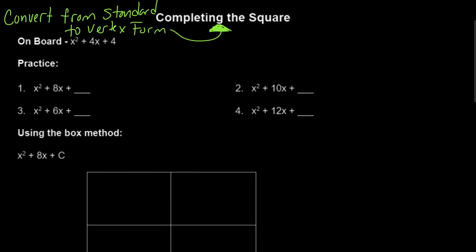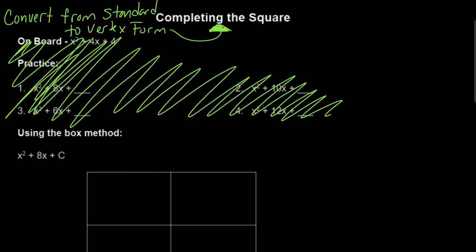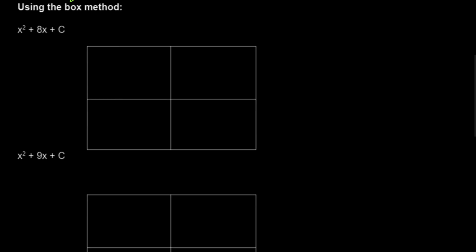Now we're going to kind of skip this first part. Last year we explored this using algebra tiles, and I really didn't think that that was very much worthwhile. So we're just going to skip this, the 1 through 4, and we're going to go right to using the box method.